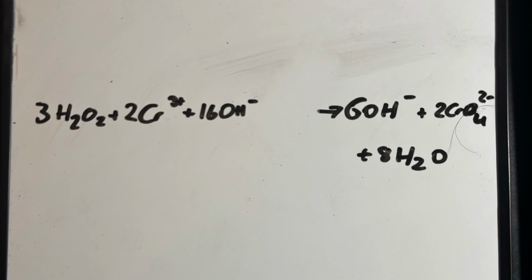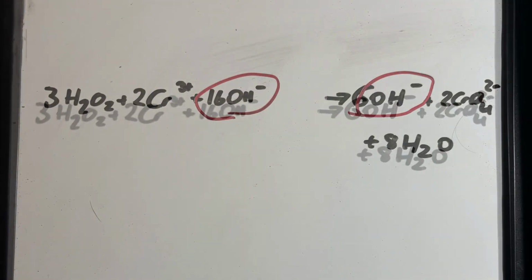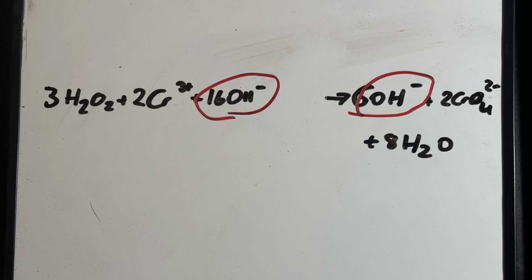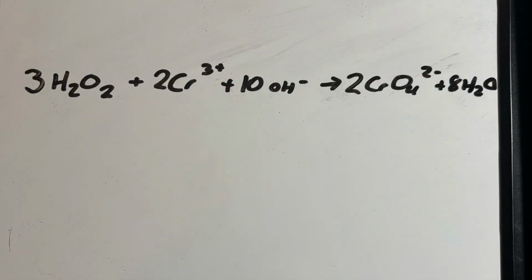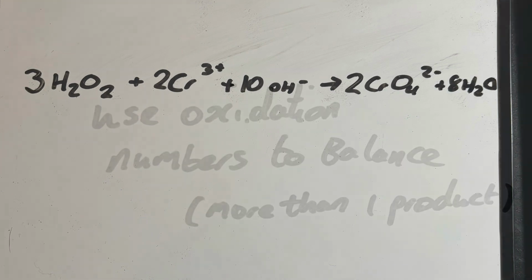Now what we need to do is look at what these sides have in common. So we have OH minus ions on both sides of the equation, but we've got different numbers. So all we're going to do is minus the products from the reactants. So we're going to end up with 10 OH minus ions in the reactants.